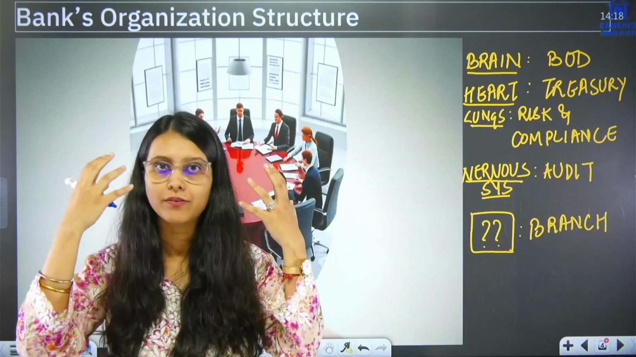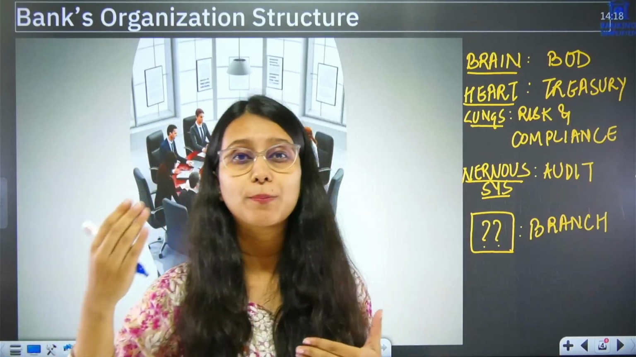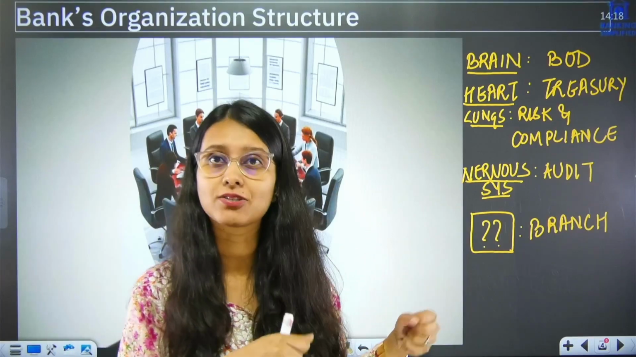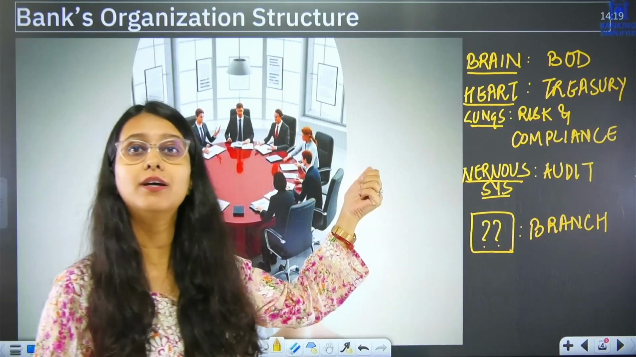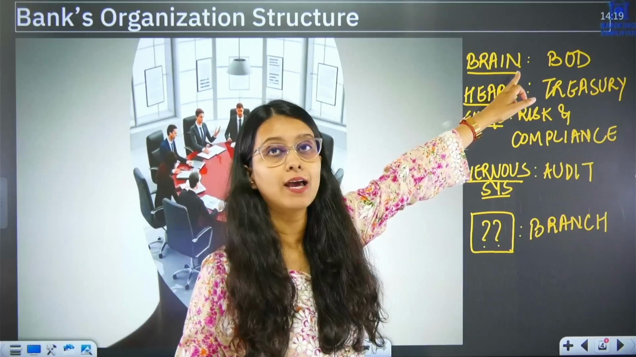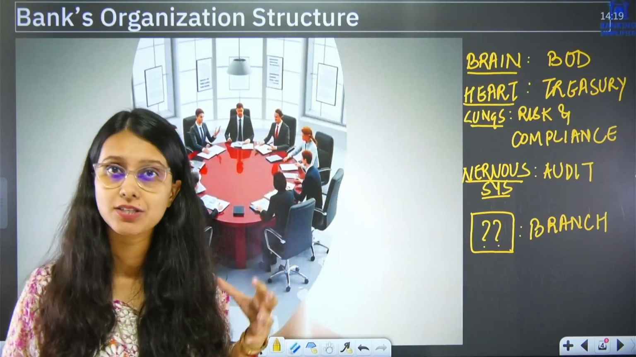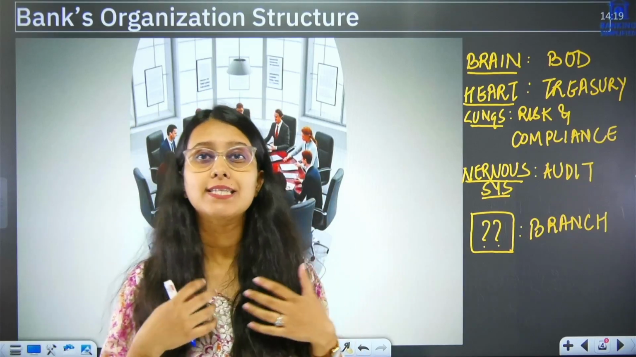So the brain, where all the strategies are happening, where you're trying to make future plans, long-term, short-term, medium-term plans, strategizing everything for the bank as a whole, is your board of directors. So the board of directors comes at the top, who is making all the top level decisions for the bank. So that is like the brain for the body. Then second is the heart.